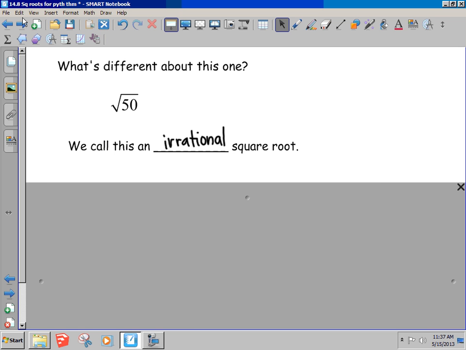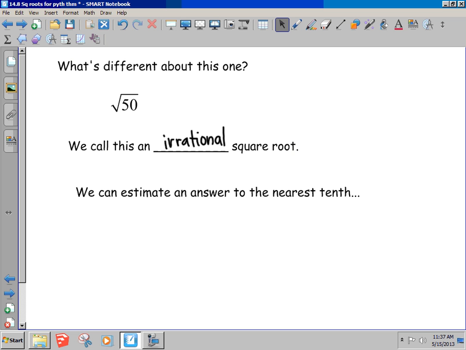So we've got to deal with that and be thinking about what these numbers actually mean. Best way we can do it is we're going to learn how to estimate an answer to the nearest tenth. An estimation technique.